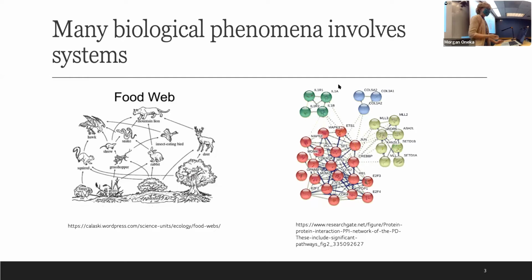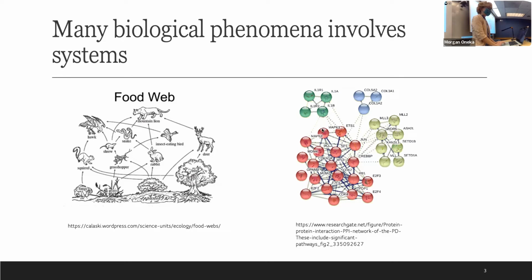And then a little bit more pertinent to what I work on, on the right-hand side, I have a protein-protein interaction network. So in this case, our network has nodes representing proteins that interact with one another to perform some kind of functionality within the living tissue. And then they have edges if they interact to some extent.